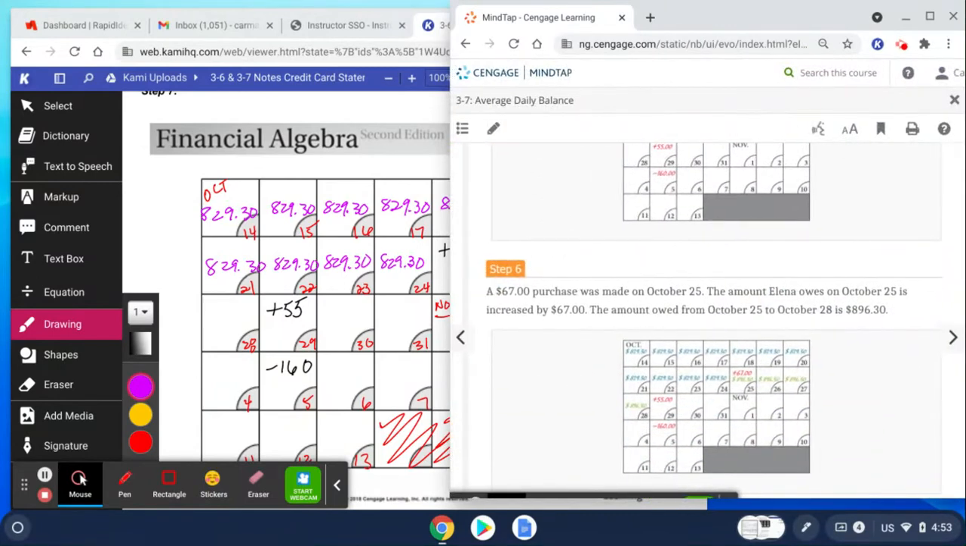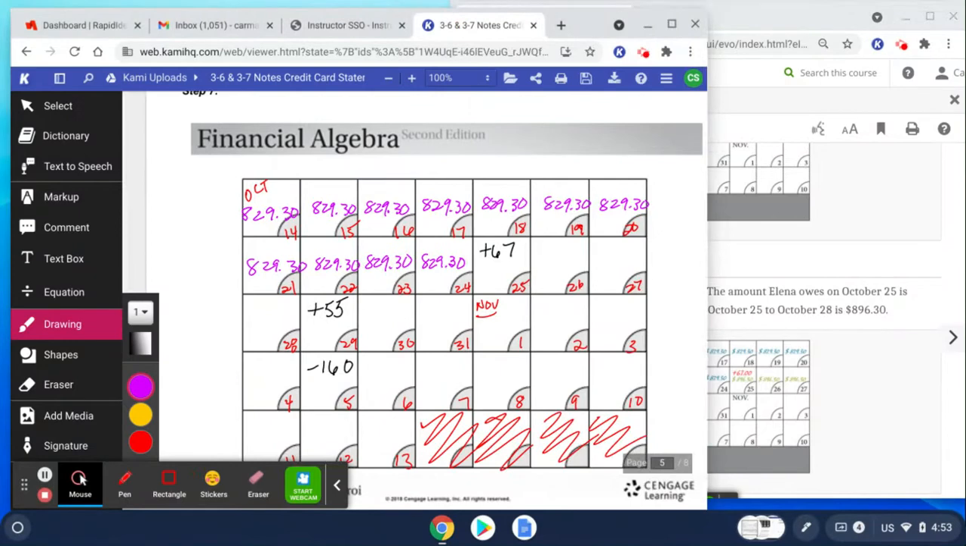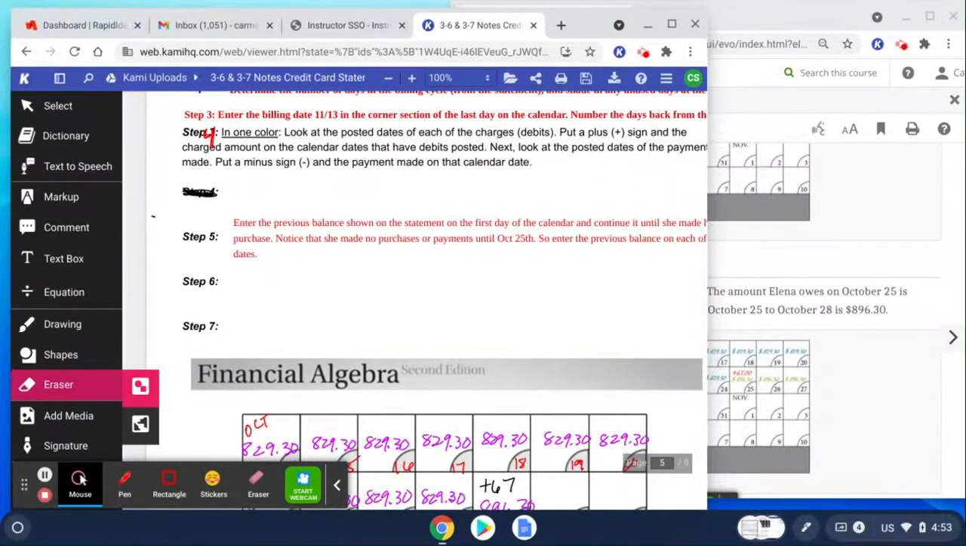On step six, a $67 purchase was made. That amount is increased then by that 67. So we add 67 to the $829.30, and that turns into $896.30. So do you see that we added that in now? Now that amount keeps going until you get to the next plus 55. But let's go right in that step.